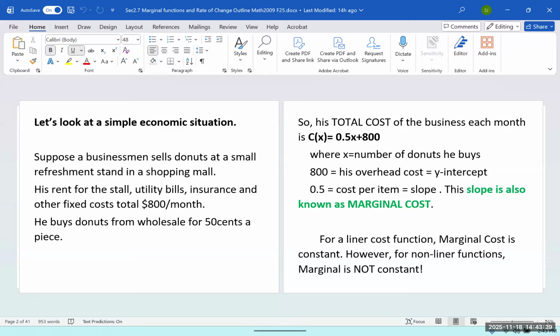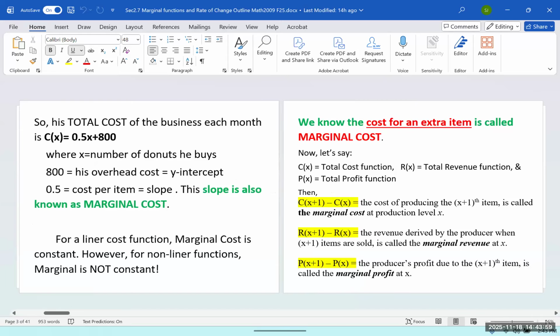Now the slope here is the marginal cost. For a linear function, marginal cost is constant. It means it doesn't change. But for nonlinear, marginal cost is different at every point, for every number. Previously, when I talked about marginal cost, we said the marginal cost is the cost for one extra item. If you remember, we did the example with 100 and 101.